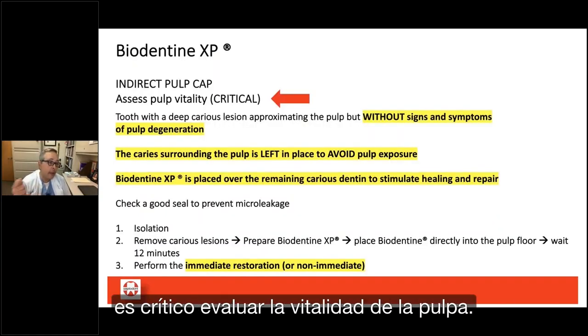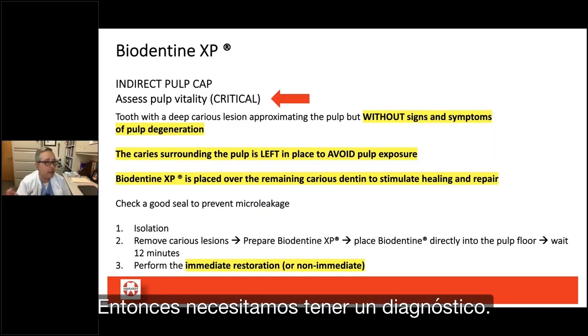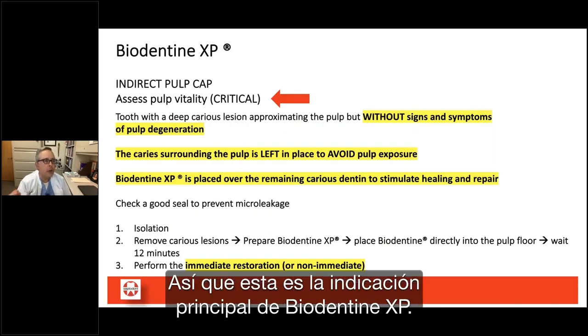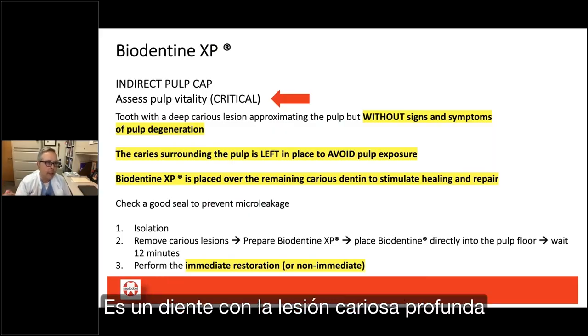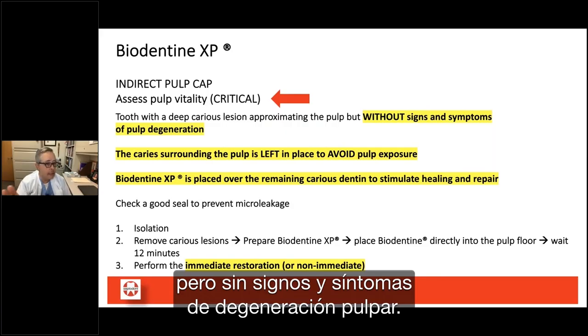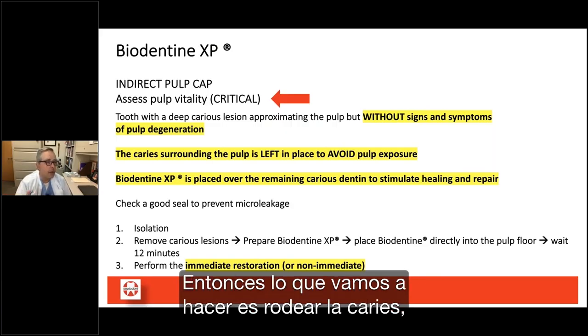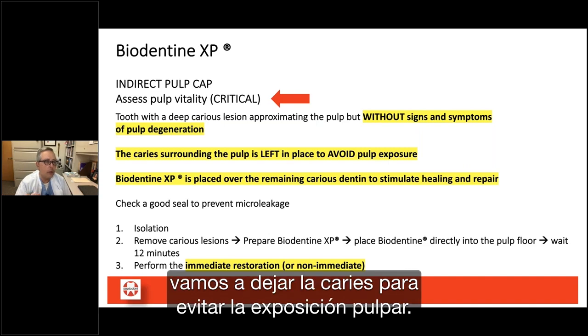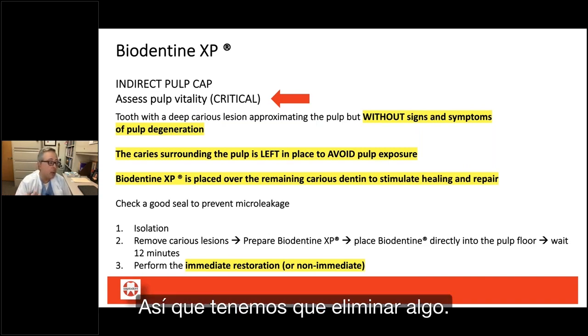As I mentioned, it's critical to assess the pulp vitality, so we need to have a diagnosis. This is the main indication of Biodentine XP. It's a tooth with a deep caries lesion very close to the pulp, but without signs and symptoms of pulp degeneration. Then we are going to leave some of the caries to avoid the pulp exposure. So we need to remove some.